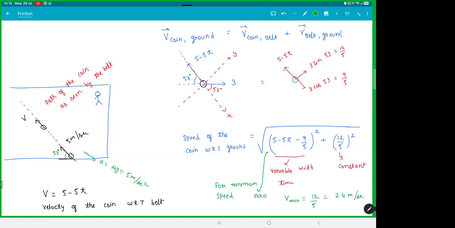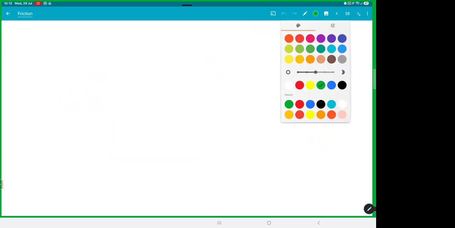Is that making sense? I divided this in such a way. See, there is only one vector which is variable, 5 minus 5t. So don't mess with it. Keep it as it is. Divide 3 into components. Now you have created a vector where one component is changing with time and one component is constant. To get minimum speed, the one which is changing with time has to become 0. Is that making sense?